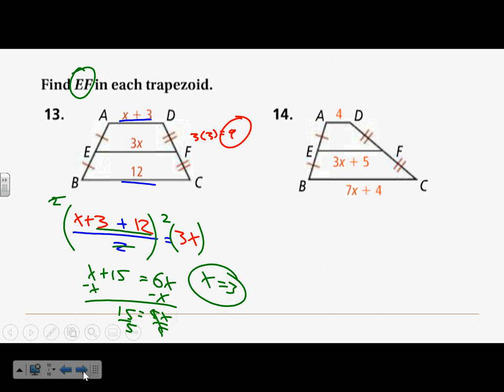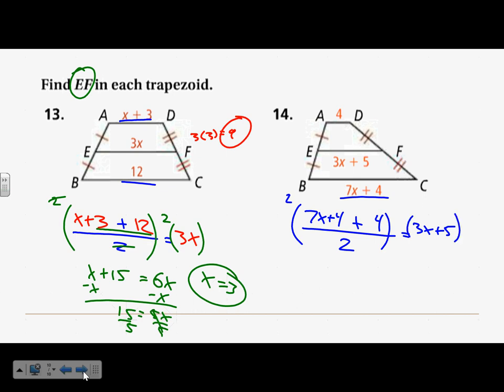Now again, I know there's a lot of stuff going on with this, but again, don't make it harder than it actually is. You're just plugging these numbers in. 7x plus 4 plus 4. Divide that by 2. That's the formula. Then that's got to be equal to the middle one, 3x plus 5. Now with this one, just be careful, because when you multiply both sides by 2, we get 7x plus 8 when you combine the like terms. But then this 2 gets multiplied by both of those. A lot of people forget that. That's got to be 6x plus 10.